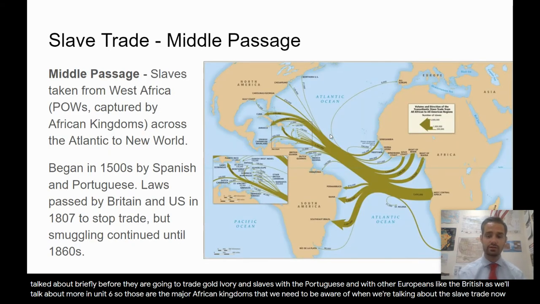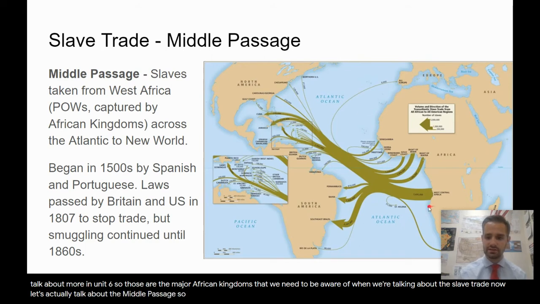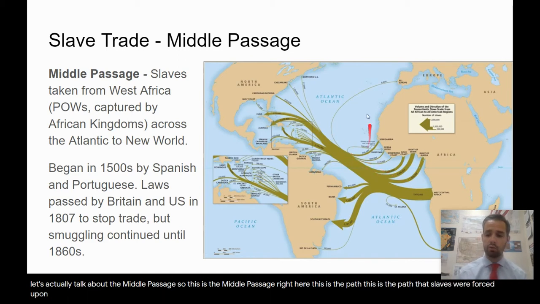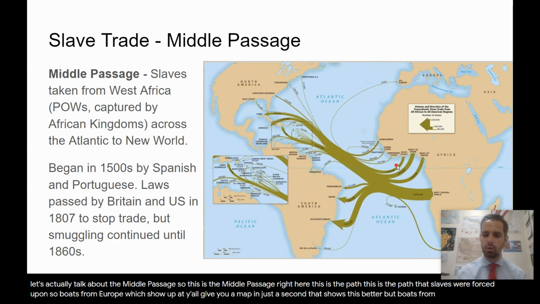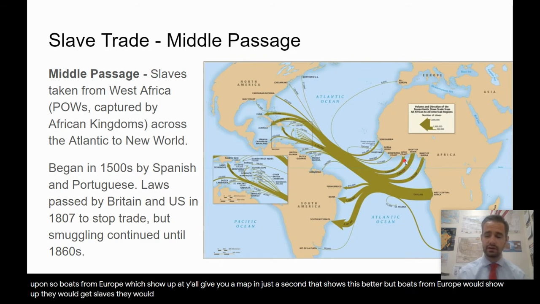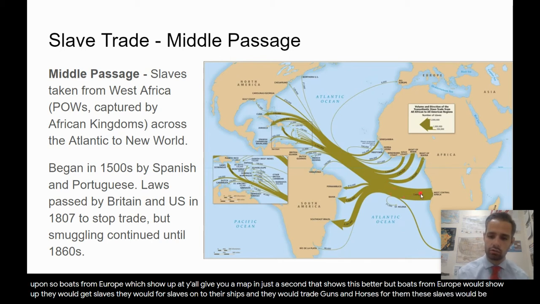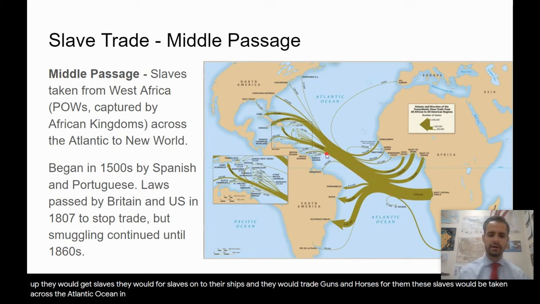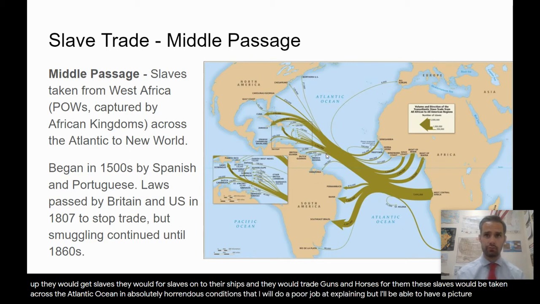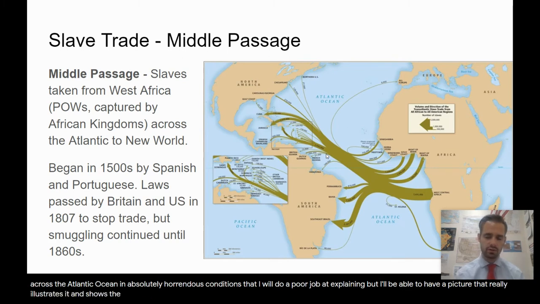Now let's actually talk about the Middle Passage. So this is the Middle Passage right here. This is the path that slaves were forced upon. So boats from Europe would show up. Actually, I'll give you a map in just a second that shows this better. But boats from Europe would show up. They would get slaves. They would force slaves onto their ships. And they would trade guns and horses for them. These slaves would be taken across the Atlantic Ocean in absolutely horrendous conditions that I will do a poor job at explaining, but I'll be able to have a picture that really illustrates it and shows the horrors of that, and takes them across the Atlantic Ocean to the New World.